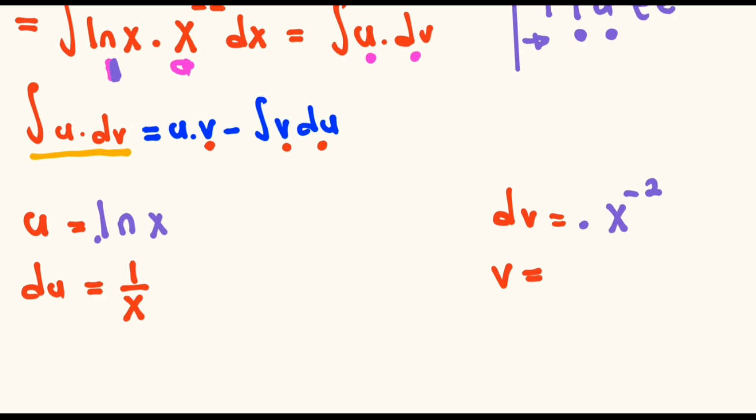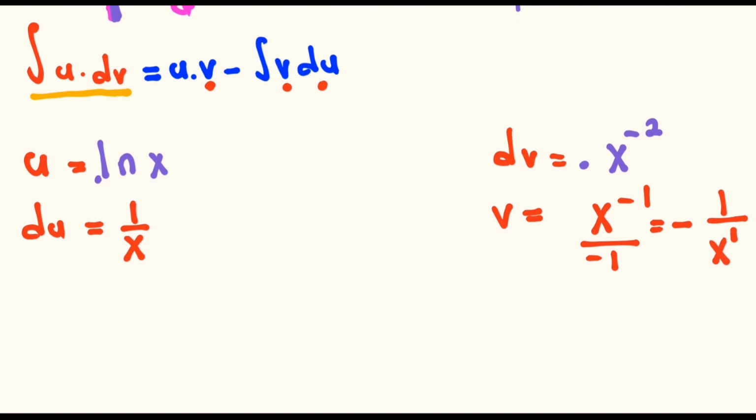So the integral of x raised to the power negative 2 will be equal to x raised to the power negative 2 plus 1, which is equal to negative 1, divided by negative 2 plus 1, which is equal to negative 1, so it will be equal to the negative. We take the x raised to the power negative 1 from the numerator to the denominator, and its exponent will change sign from negative 1 to positive 1.